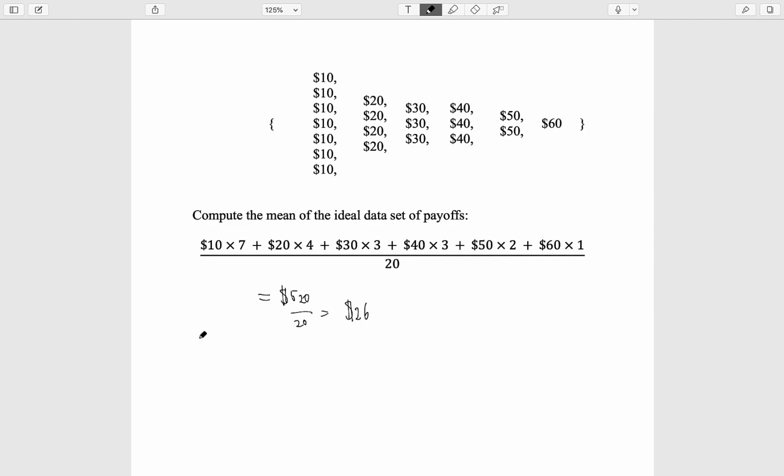Note that if the die were fair, each of these payoffs would be equally likely, and then the average would be right down the middle, $35. Instead, the probabilities are weighted towards the lower end, towards the lower dollar values, so the expected payoff is only $26, significantly lower than $35.